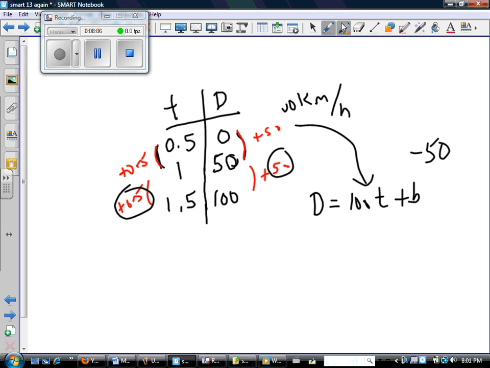What else could you have done? Well, if you're looking at the table of values, you could have done this extending the table of values backwards trick, where I subtract half an hour. So I subtract 50 kilometers, and there's another option. So now that's another way of knowing her starting value is negative 50.